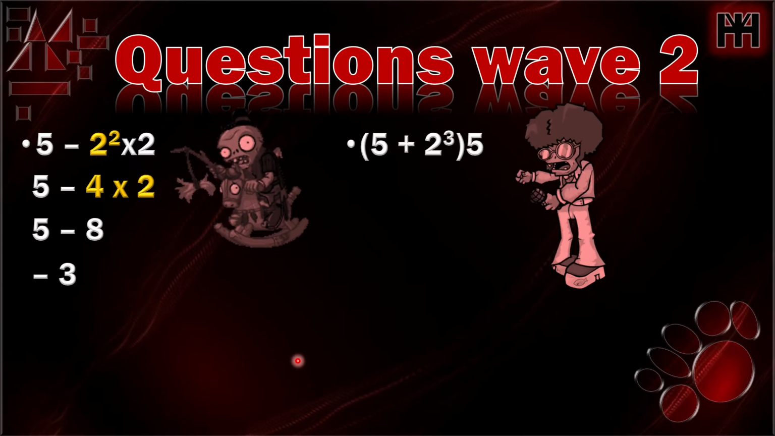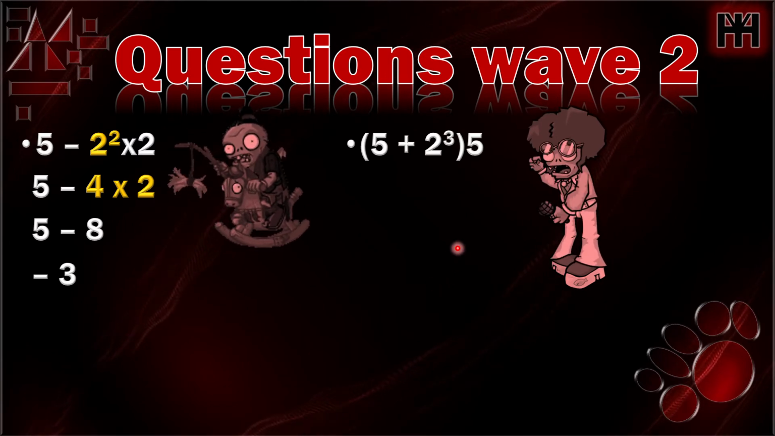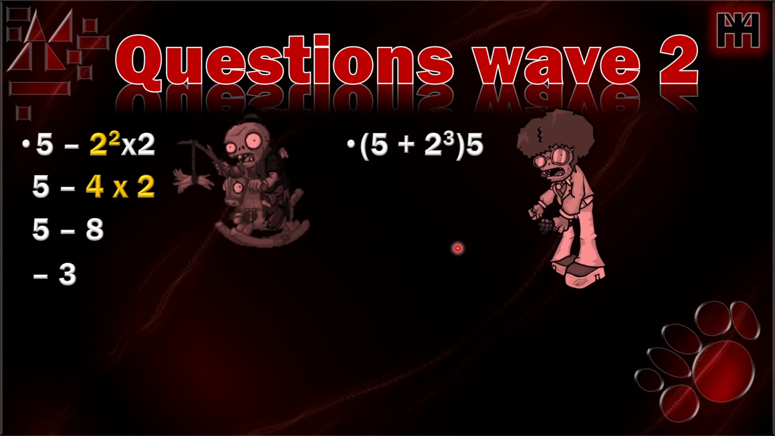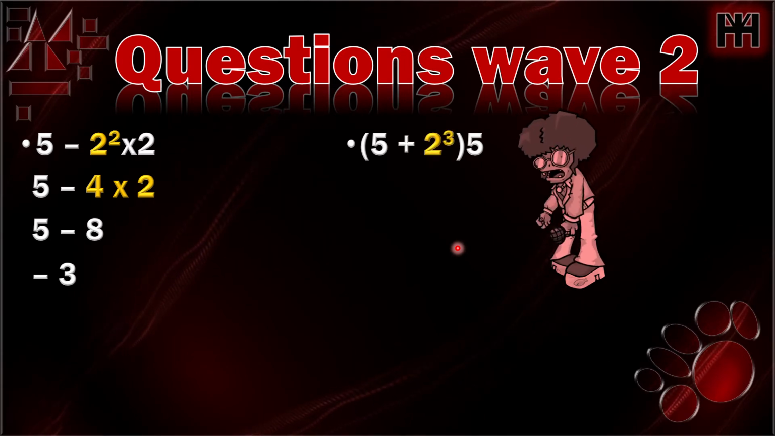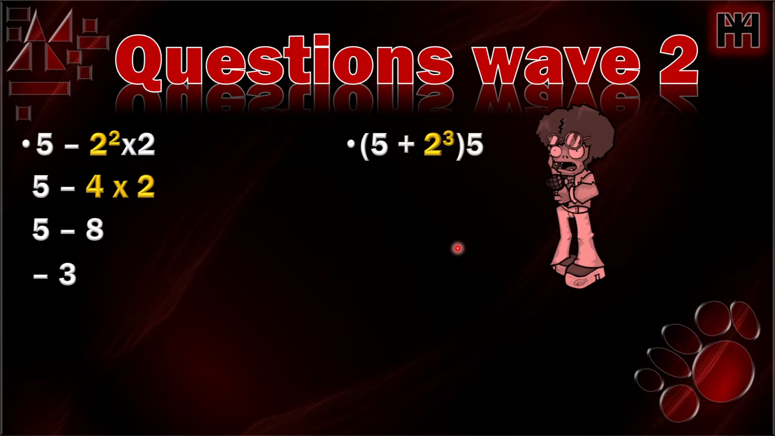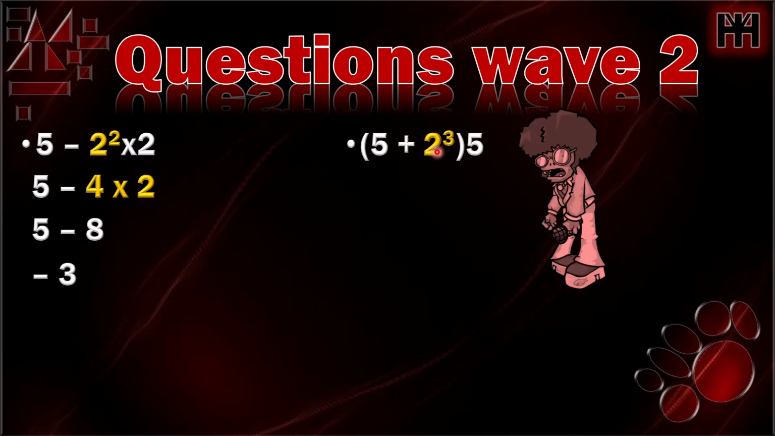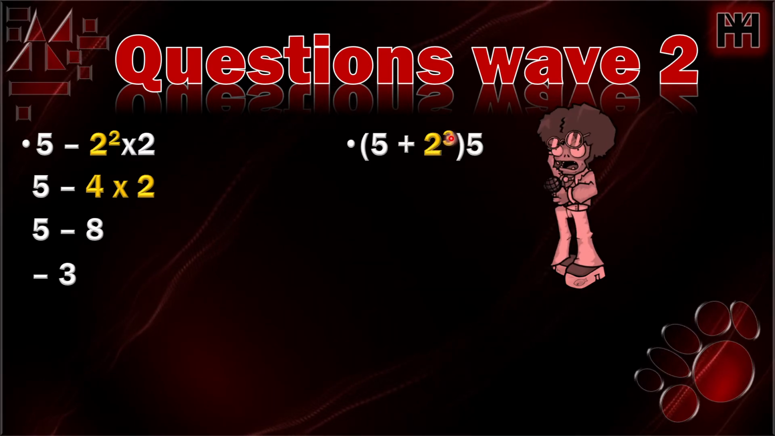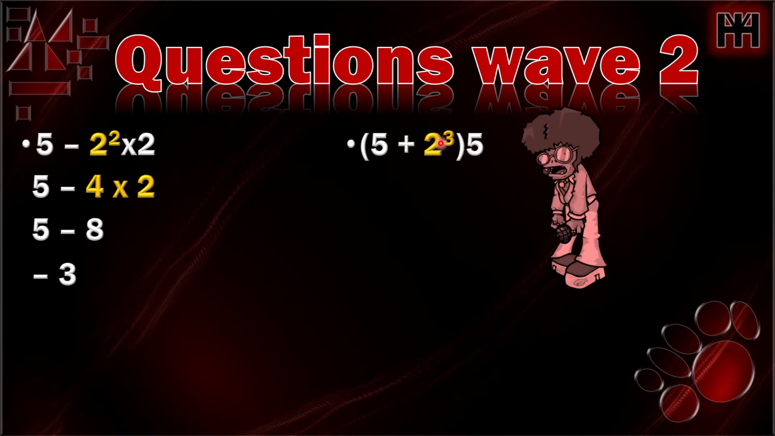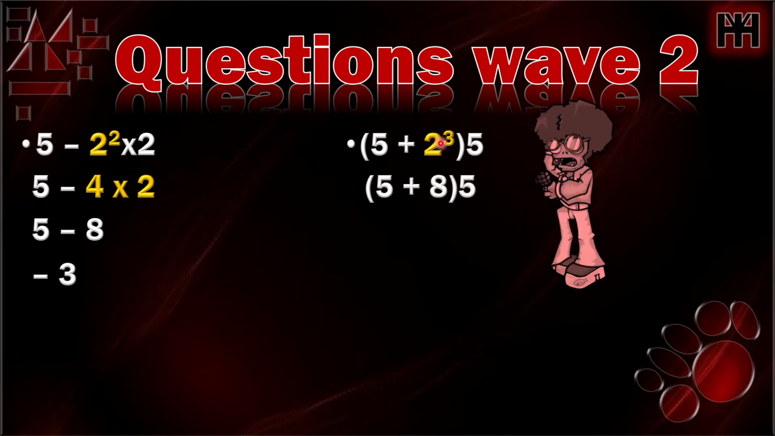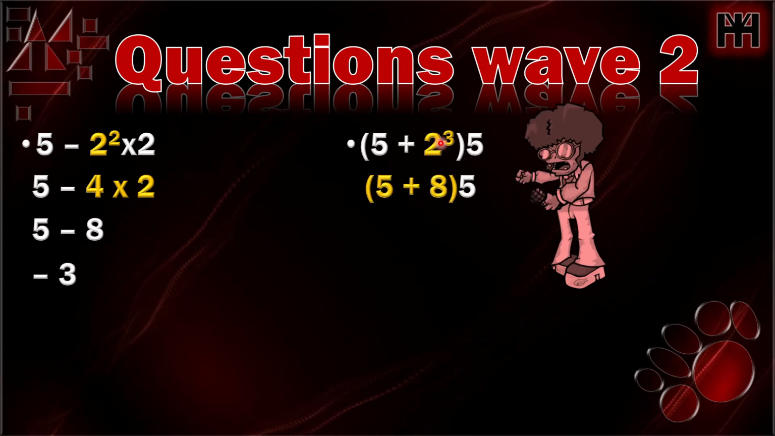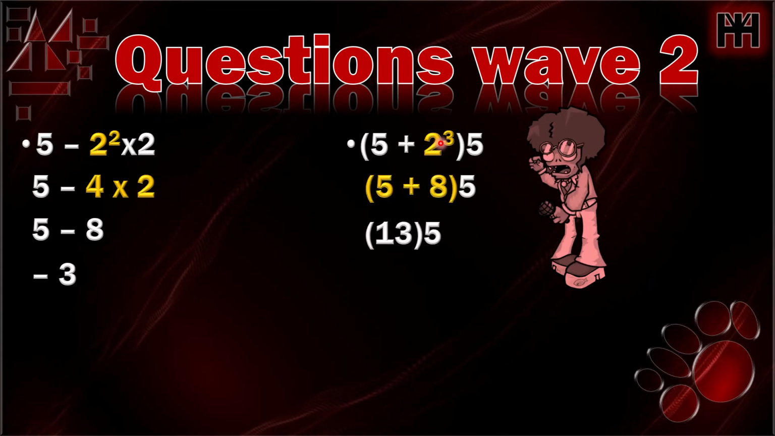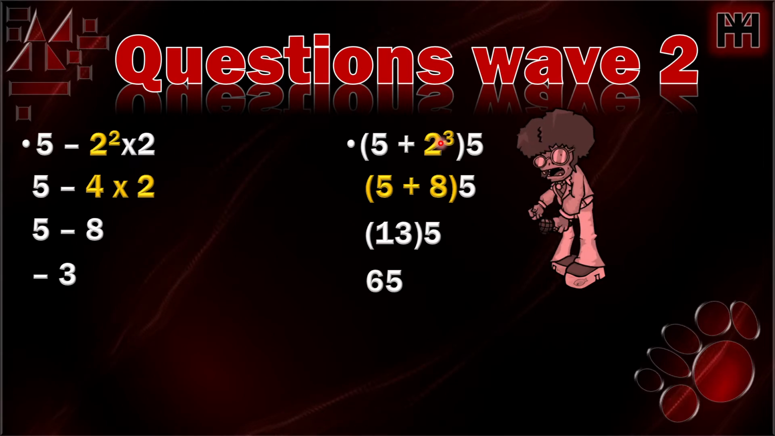So we have 5 plus 2 cubed, all multiplied by 5. So let's see here. We'll start with what's inside the bracket. Inside the bracket, we have an addition and a cubing. So we'll start with 2 to the power 3. So we have 5 plus 8, all multiplied by 5. So we'll start with the brackets first. So it's 13 times 5. So it's 65.